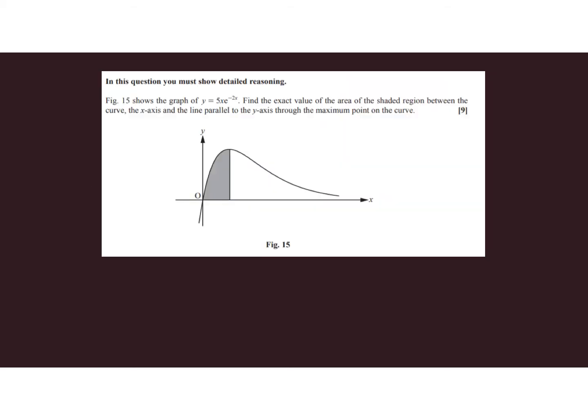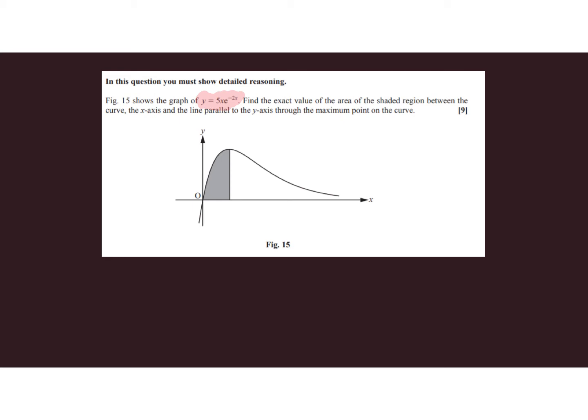So we move on to another question which involves an exponential function. The graph is of the function y equals 5x e to the minus 2x. We need to find the exact value of the area of the shaded region between the curve, the x-axis, and the line parallel to the y-axis through the maximum point on the curve.